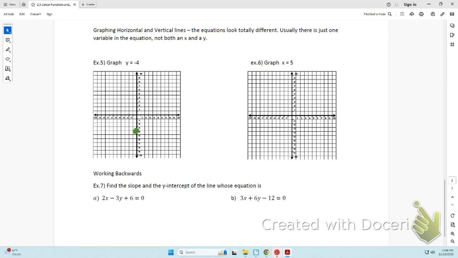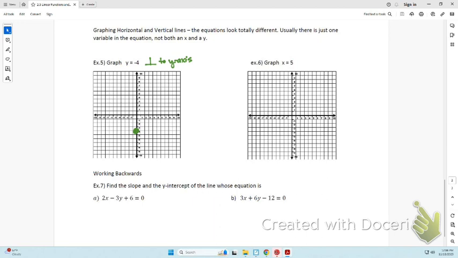Some people just memorize how these look. It's either horizontal or vertical. So one way of looking at it is, since it says y equals -4, it needs to be perpendicular to the y-axis. That's one way to think about it. Another way is your line needs to always be on y equals -4.